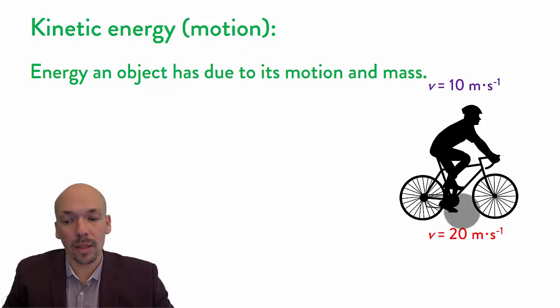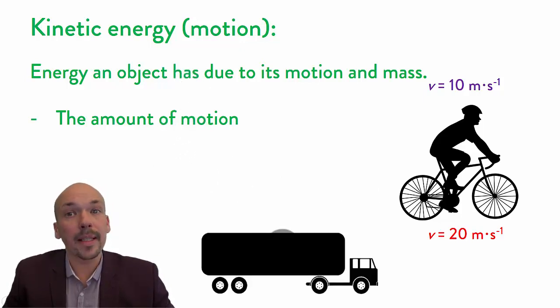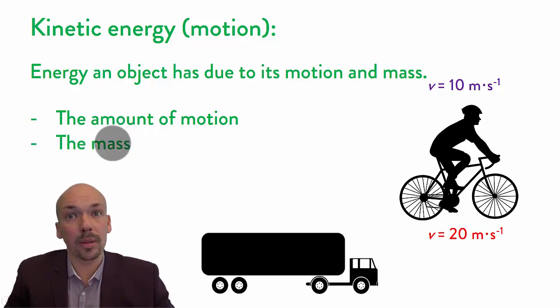And if he goes faster, so if he goes twice as fast, then his kinetic energy will go up. So the amount of motion is important for the kinetic energy. The other thing that's important is the mass. If you have, for instance, this truck, it's a lot heavier. So if it goes with the same velocity as the bicycle, it still will have more kinetic energy because the mass is higher. So the higher the mass, the more kinetic energy. And these two are very important to calculate kinetic energy.